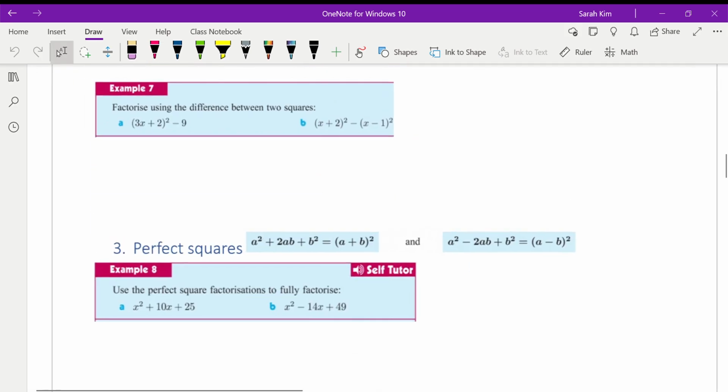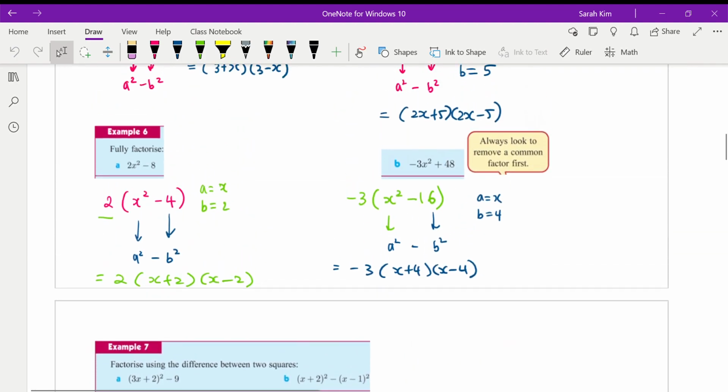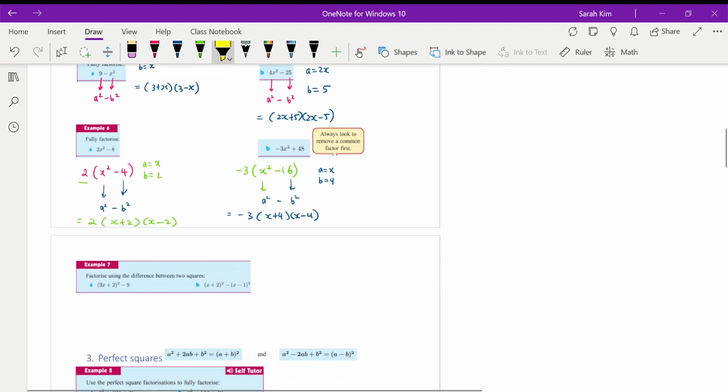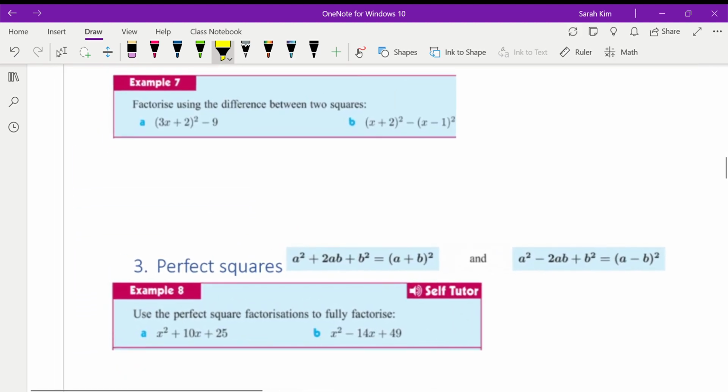Alright, so for this example, we are still using difference of two squares, so this is what we are using. So let's have a look. We just need to identify our A's and B's, so lining up, A squared take B squared, so obviously that's going to relate to those ones. So as you can see, A is going to be 3x plus 2 because it's this squared, so the bracket becomes A. B is going to be square root of 9, so it's just going to be 3.